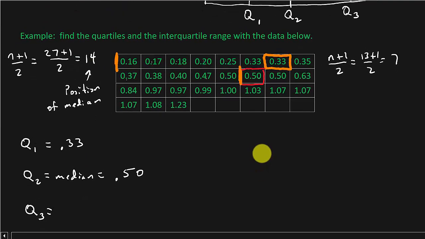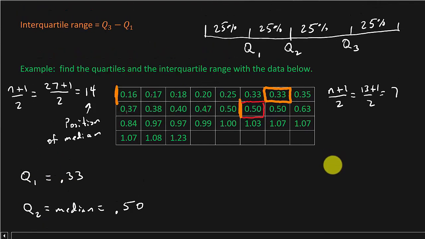I don't know if I said Q3 here. If I did, I meant Q1. But Q1 is 0.33. Now let's look for Q3, the third quartile.